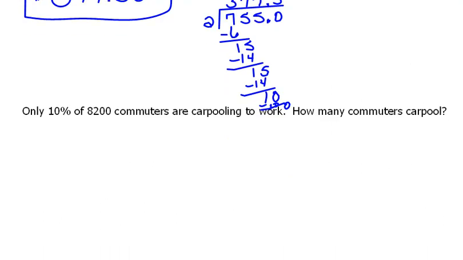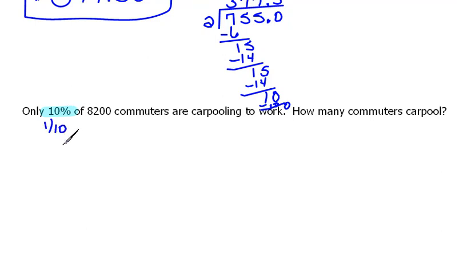All right, last one here. This one says only 10% of 8,200 commuters are carpooling to work. How many commuters carpool? Well, when we talked about 10% earlier, we talked about it as being the exact same thing as 1/10.